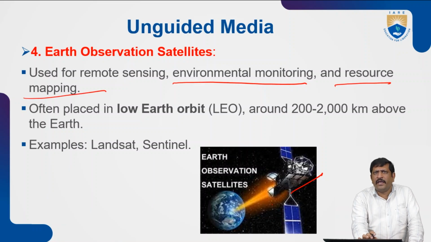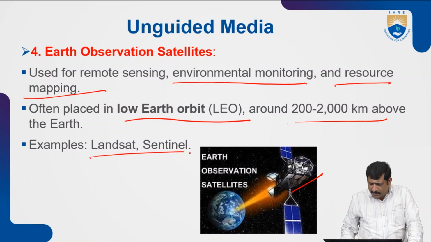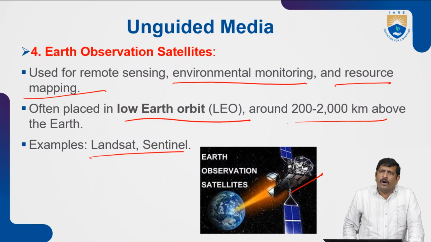They are placed in a low Earth orbit, that is LEO. Low Earth orbit means 200 to 2000 kilometers from the Earth. Examples are Landsat and Sentinel. These two are the best examples of Earth observation satellites. These two satellites can be utilized for observing the Earth and its environment.